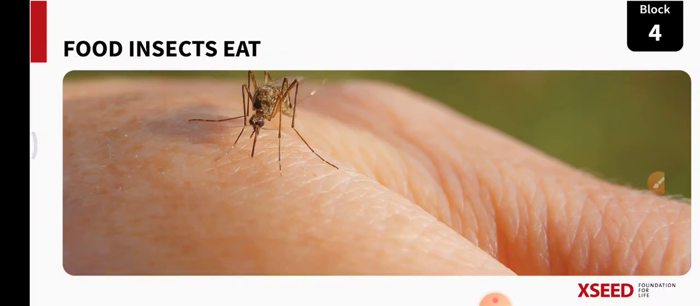Right. So today we are going to learn another new topic, that is food insects eat. Yes, insects eat food. So they eat different food. The food that they eat depends upon the structure of their mouth, the type of the mouth they have. I repeat, the food that the insects eat is based upon the structure of their mouth, the shape of their mouth. Right? Let's move ahead and learn.